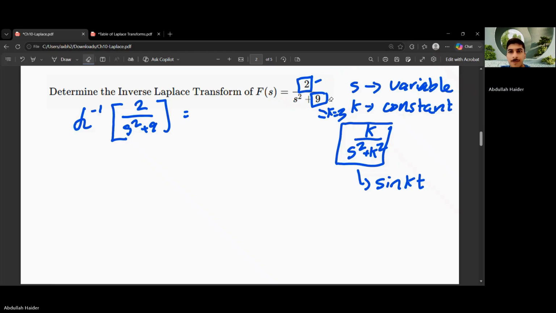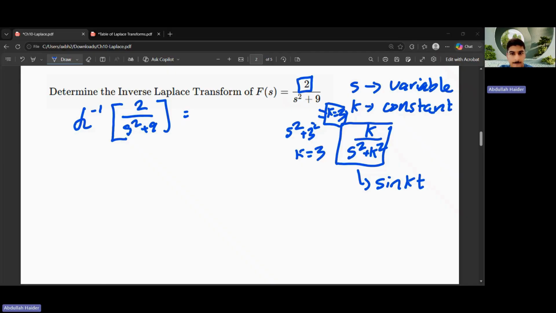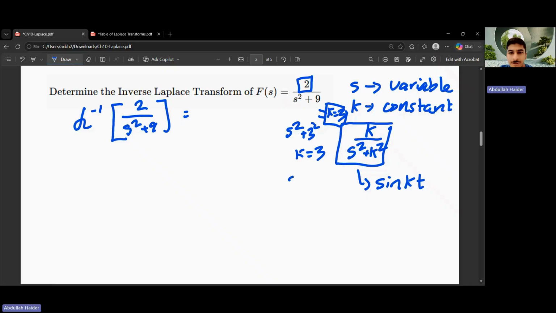Meaning, in the end, whatever is in the numerator, it always has to be k equals 3. Whenever you have a different k in the numerator and the denominator, you focus more on the denominator. So s squared plus 3 squared. Hence your k is going to be 3, and you write it as it is, 3 over s squared plus 3 squared.